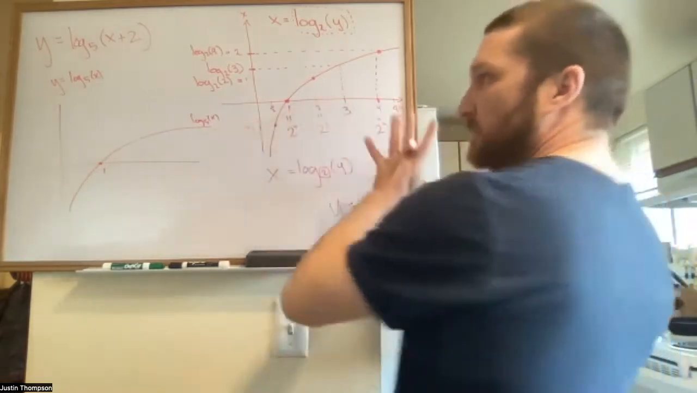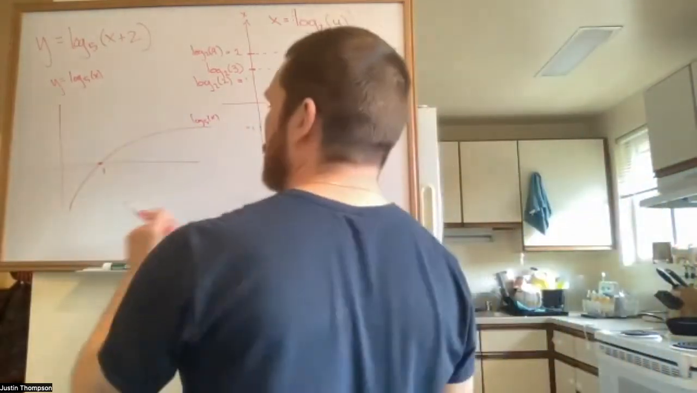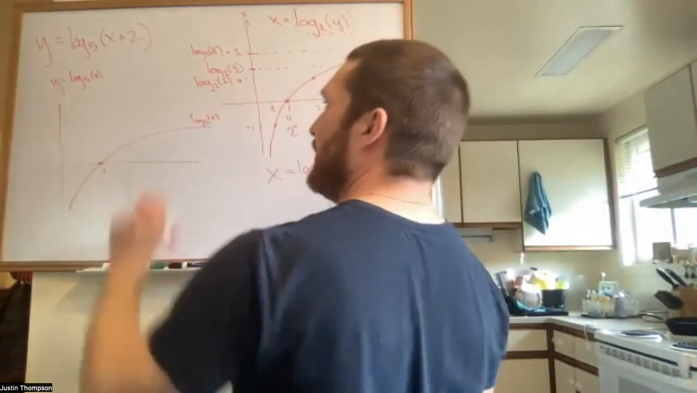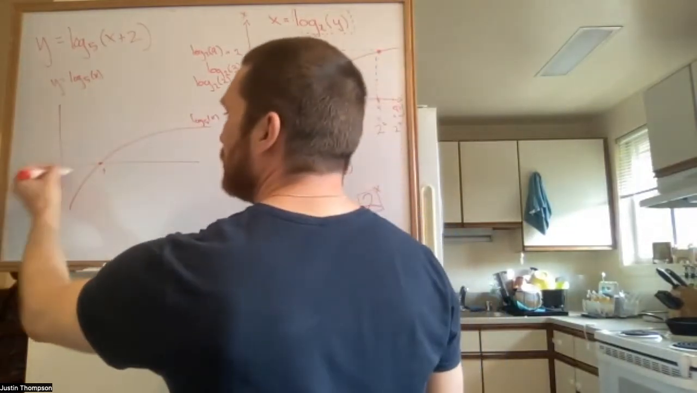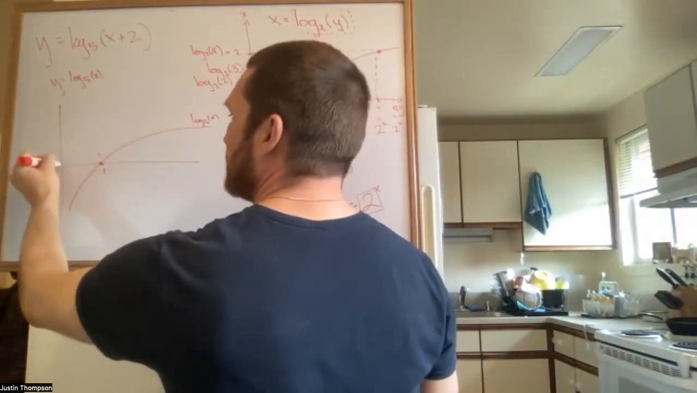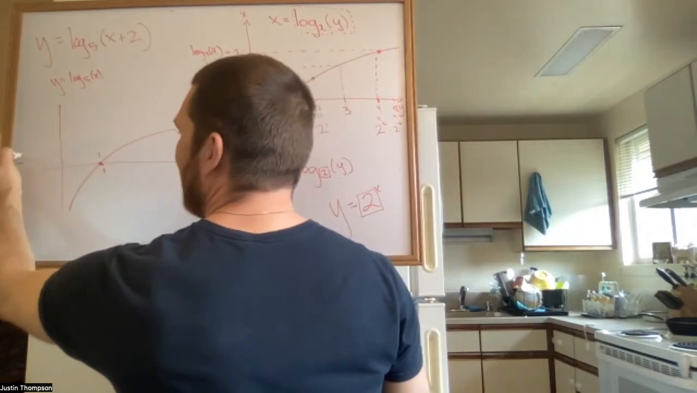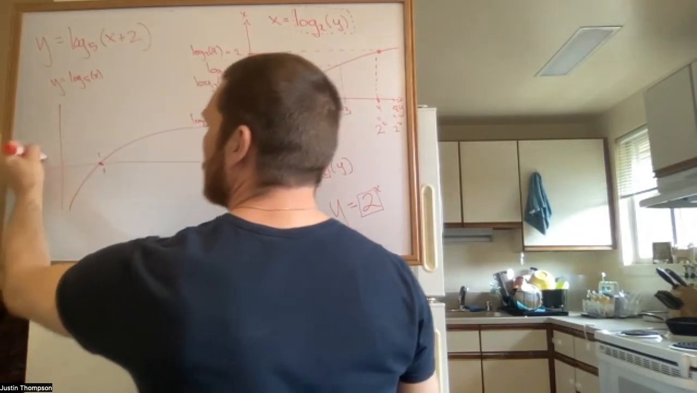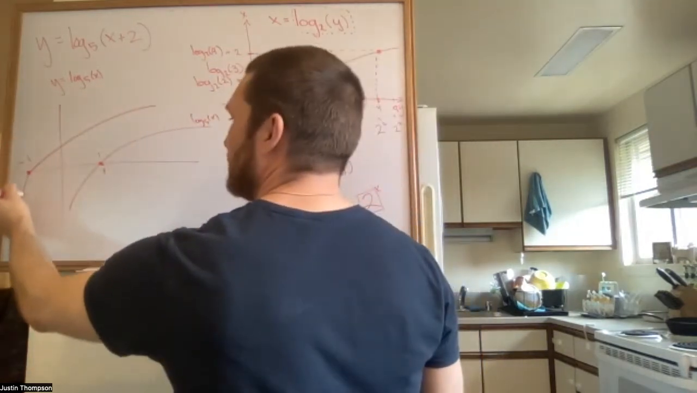And so I'm going to take this shape and translate it 2 units to the left. So then 1 goes down to 0, goes down to -1. And that is what that guy should look like right there.